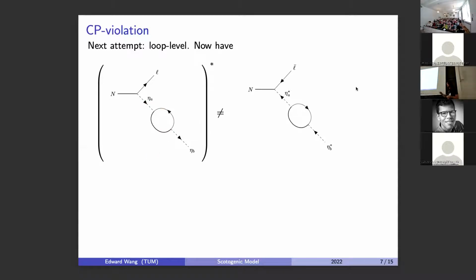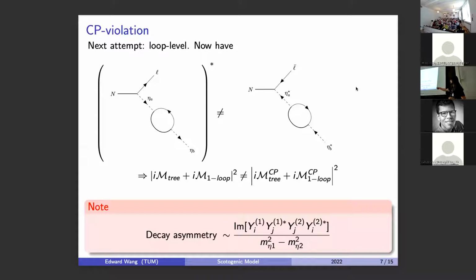And by doing this, in general, you will find a difference. You will also get a complex CP phase, which is in general different from the one that we had at tree level, meaning that once we add both diagrams together and we square them, we get an interference term from the different complex phases. And it's precisely this interference term that is responsible for CP violation in these Majorana-Fermion decays.